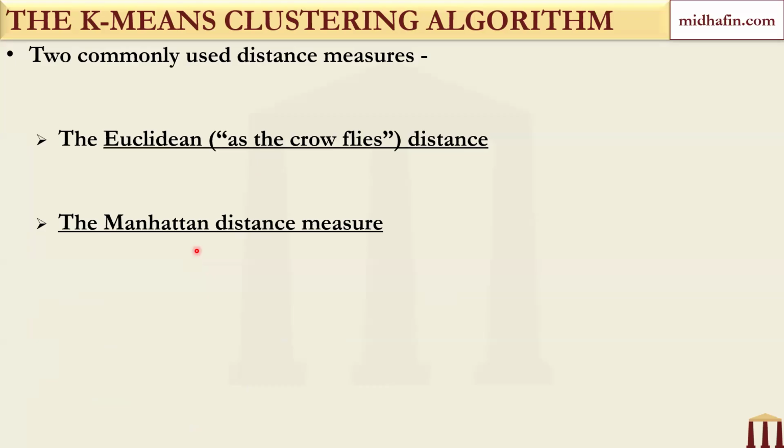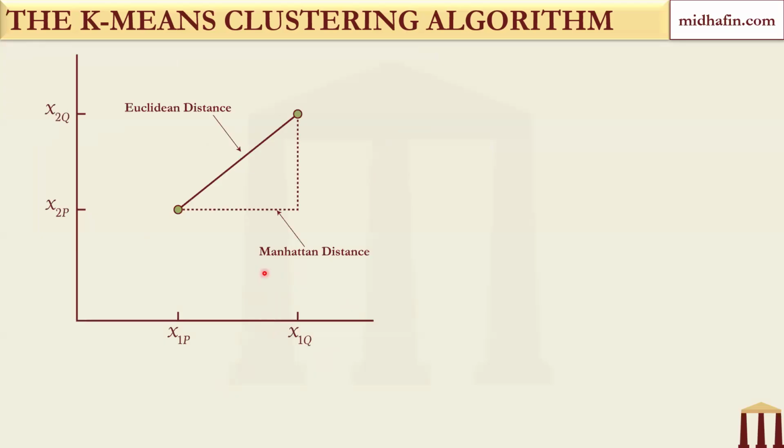Euclidean distance is also called the as-the-crow-flies distance because it's the straight line distance. Basically you draw a straight line from one point to the other. That's the distance. And Manhattan distance is just like the name, Manhattan, because Manhattan has been divided into different blocks, like different grids. You cannot cut diagonally through buildings. You have to move block by block.